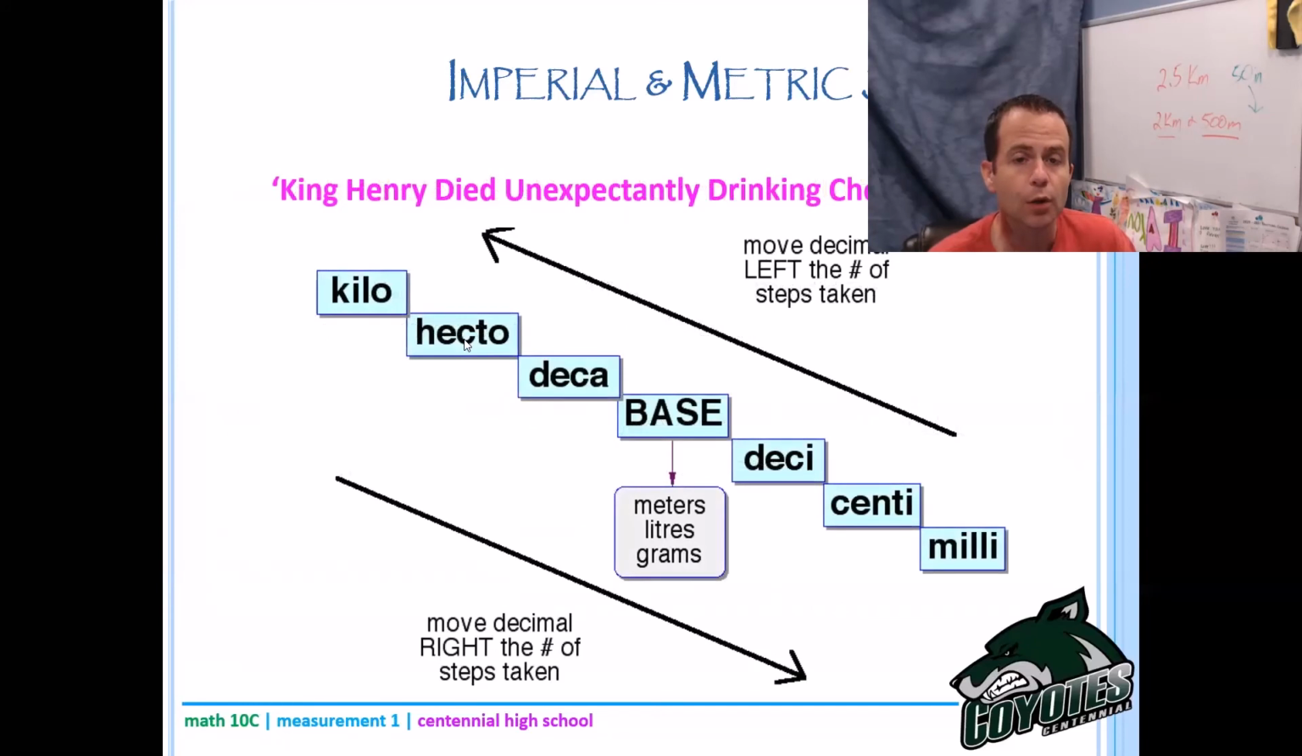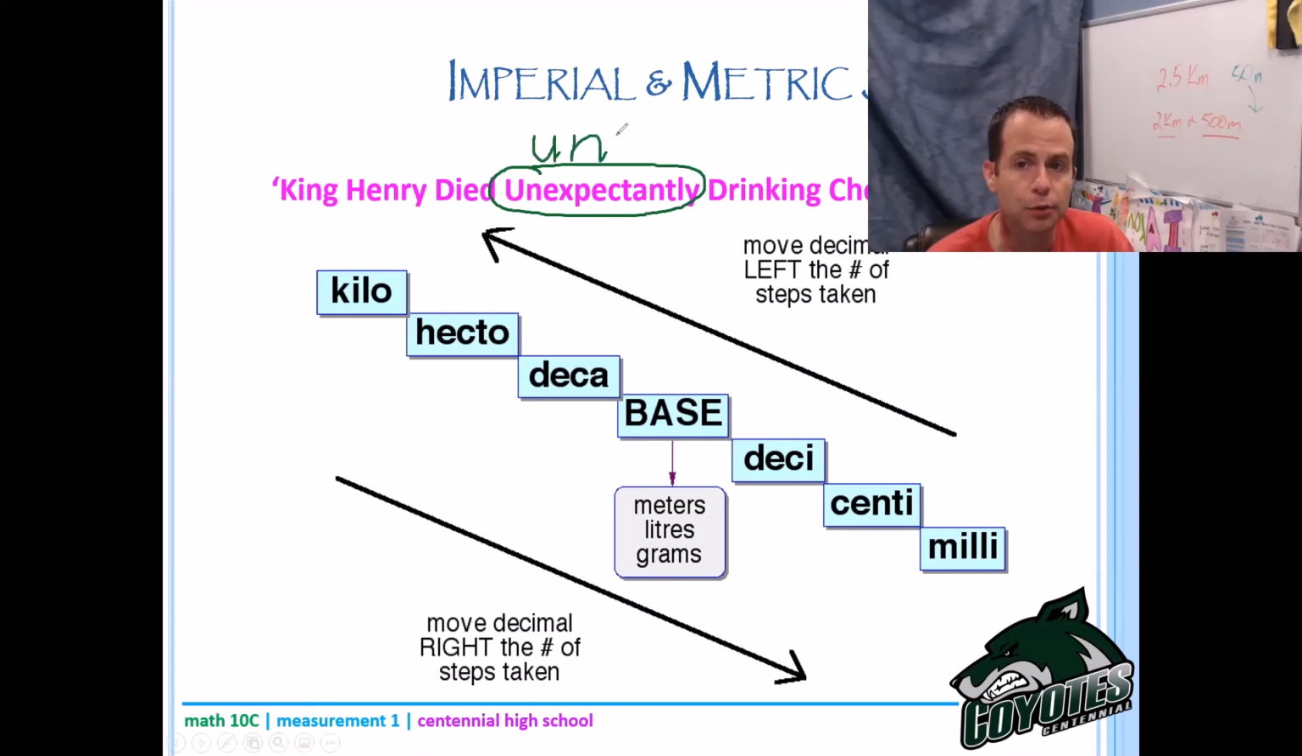Okay, so one little sentence helps you through the metric system pretty easy. King Henry died unexpectedly drinking chocolate milk. Now, from some of your junior high days, you may know a similar sentence. I think it was King Henry died, mother didn't care much. I use the word unexpectedly here, and I use that for a purpose. That is my unit, okay?